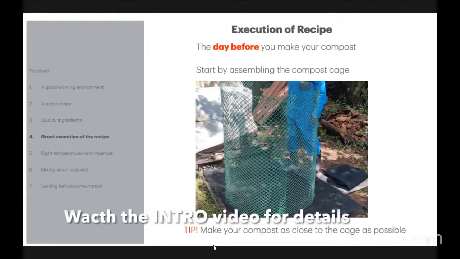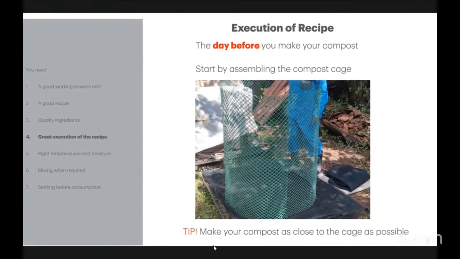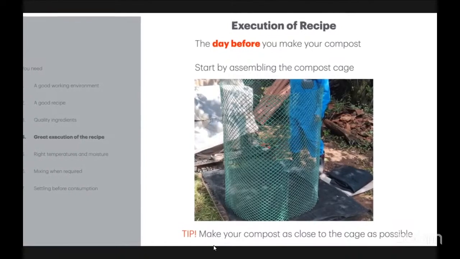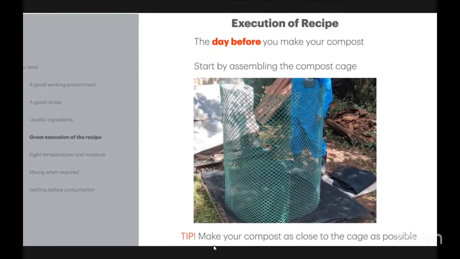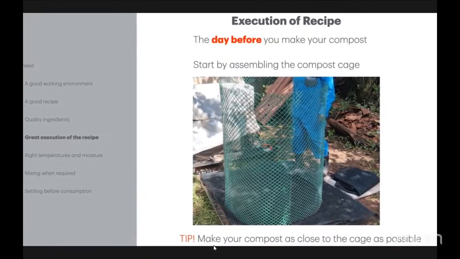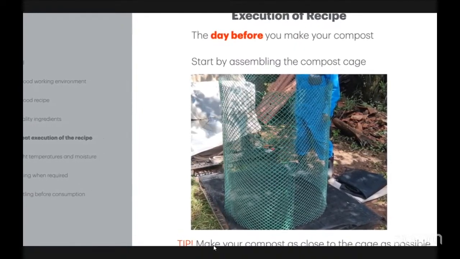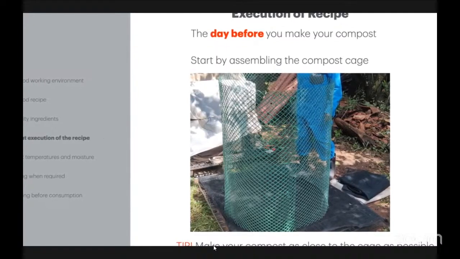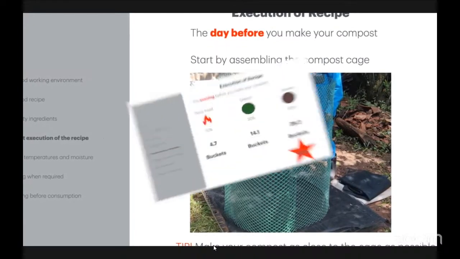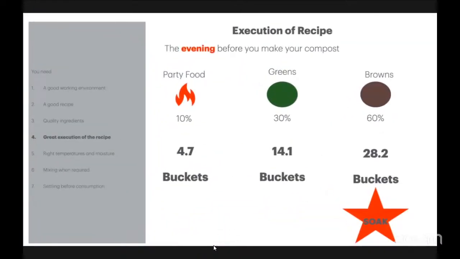The day before you make your compost, make sure that you make your cage so that you're not faffing and trying to get that done all at the same time. It's a lot of work, as I've said before. If you don't know how to make the cage, just go back to our lesson before this, the introduction to this composting masterclass. The evening before you make your compost, soak all your brown materials.